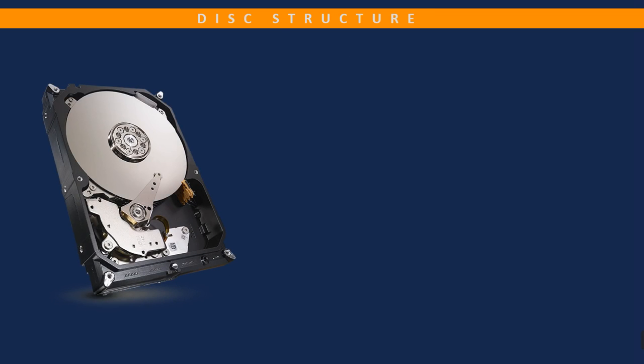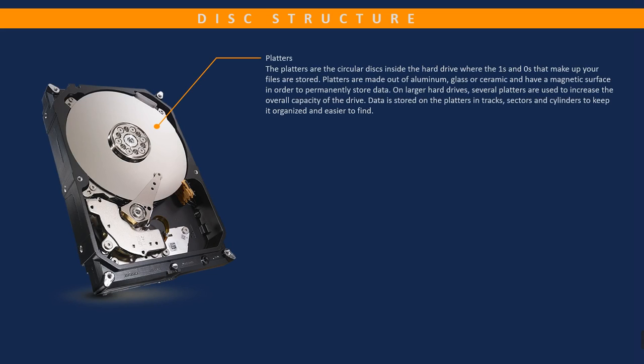So this is your hard disk. If you're going to open it, this is what you'll see inside. There are major parts, and one of them is the platters. Platters are the circular disks inside the hard drive where the ones and zeros that make up your files are stored. Platters are made out of aluminum, glass, or ceramic and have a magnetic surface in order to permanently store data.